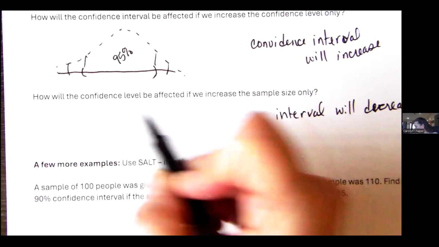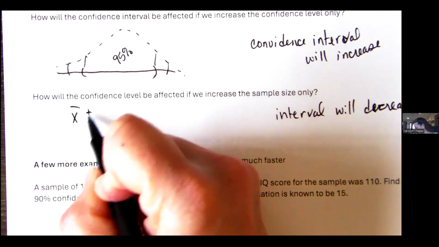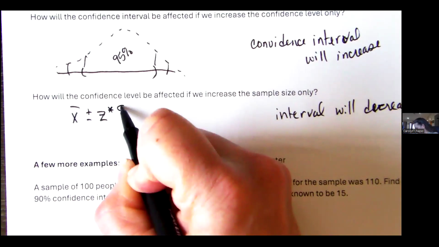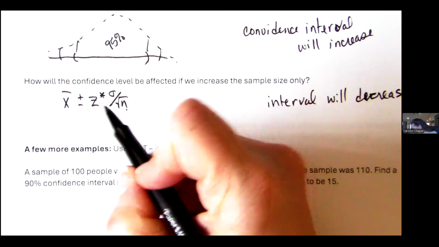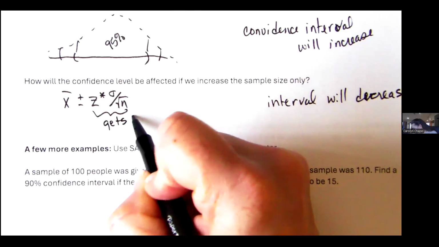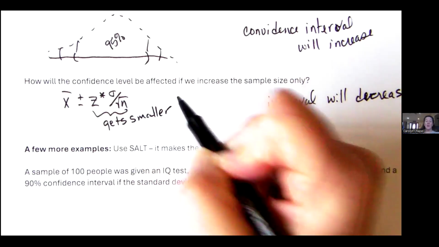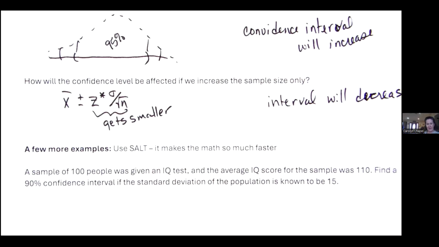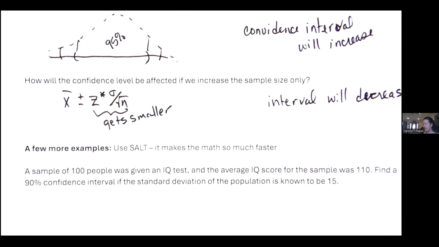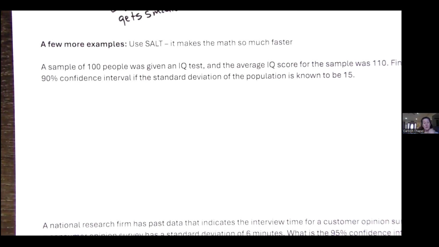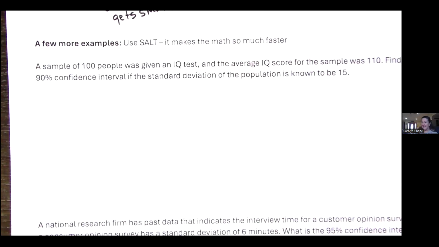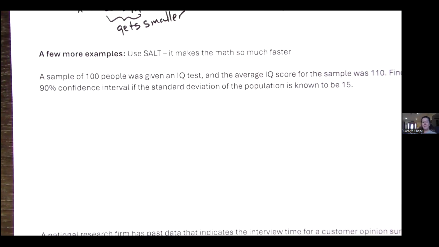Decrease. Okay. And if you think about the formula, if n gets larger and we take a number and divide by a bigger number, this gets smaller because we are more accurate. So our margin of error is going to shrink a little bit less. Okay, let's do a few more examples of finding some confidence levels, just so that we get the feeling for SALT. I've got 2 more examples. Actually, I have 3, but we're not going to do the third, but we'll talk about it.